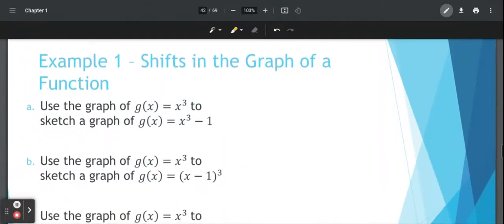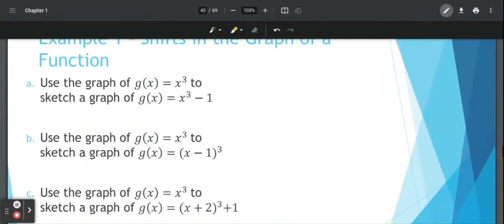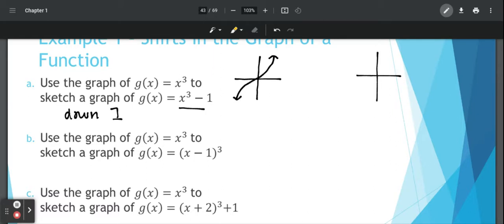So for this first example, we're going to use the graph of g of x equals x cubed. So that's, remember, your cubic function. Right, so that one just kind of looks like this. And to sketch a graph of x cubed minus 1, that minus 1 isn't applied to the x because it's not also being cubed. So this is just going to shift down 1 unit. So if you were to sketch that graph where it shifts down 1, now instead of crossing at 0, 0, it will cross at 0, negative 1, and it would go more like that.